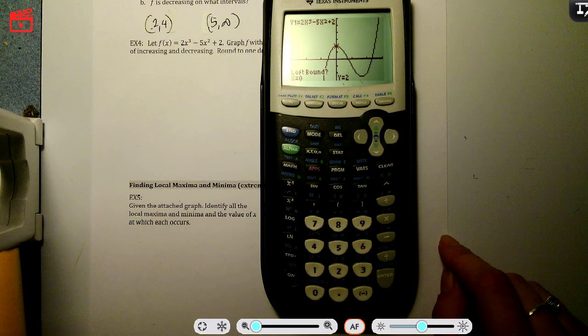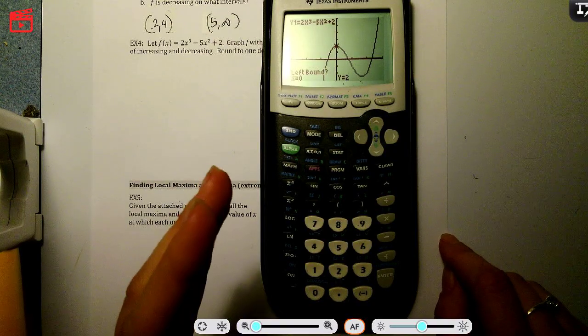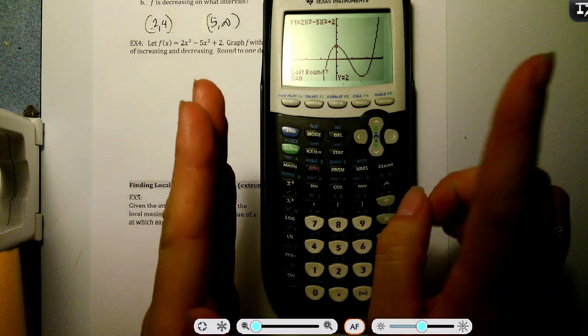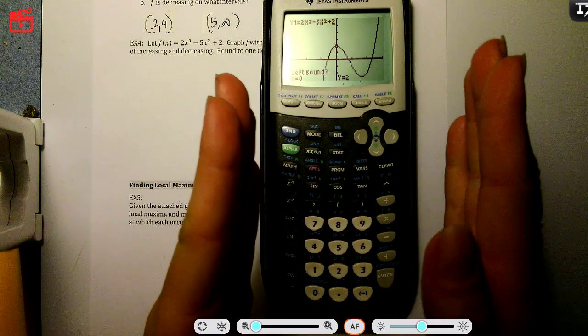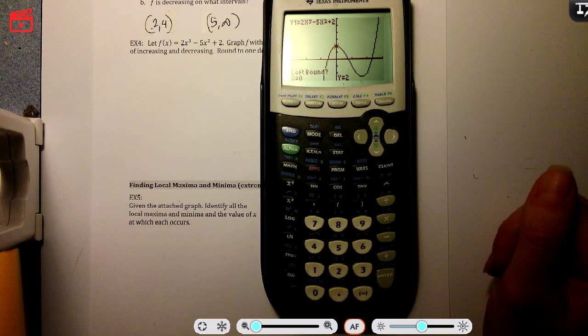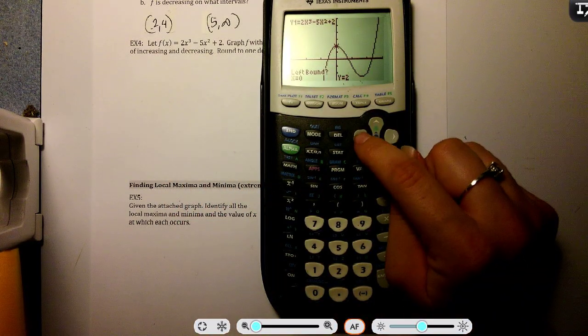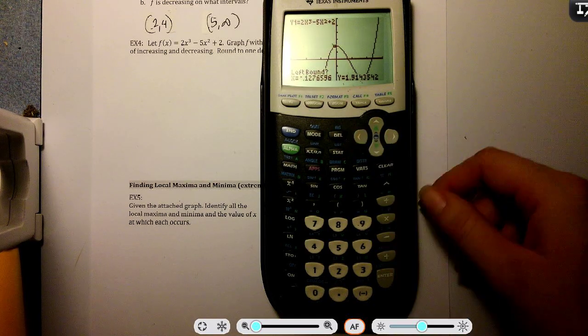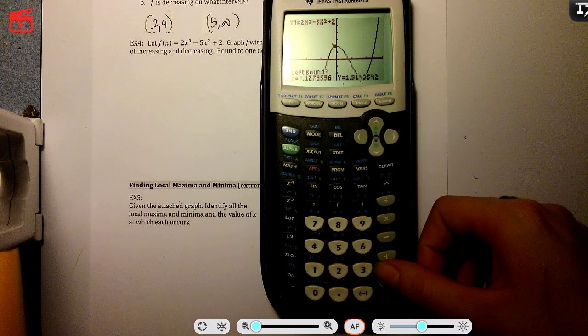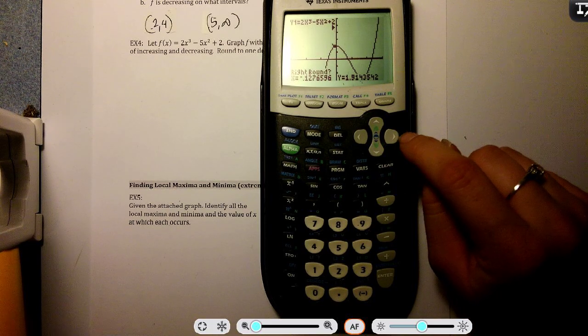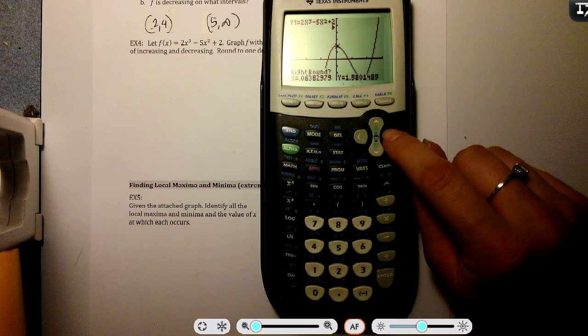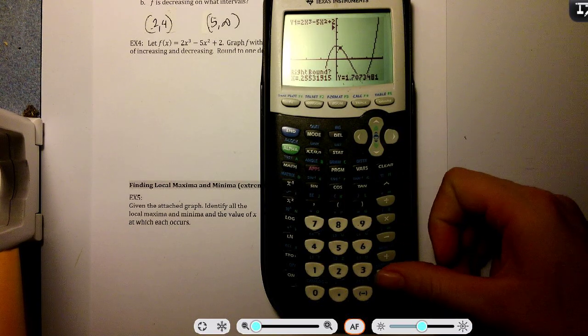Now it's going to have me pick a left bound and a right bound. Then I'll recenter on the point I want, and it'll give me a guess of what the point is that I'm trying to find. For the left bound, I'll move kind of close to where I'm looking for, and hit enter. It'll have me pick a right bound, so I'm going to move to the right of the point I'm trying to find, and hit enter as well.